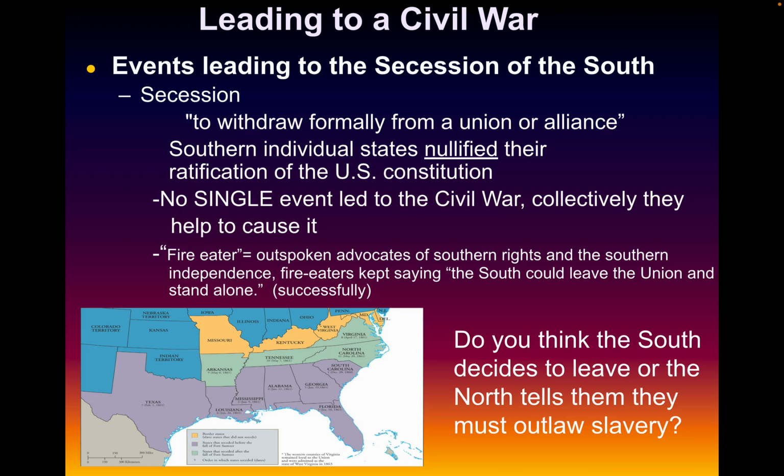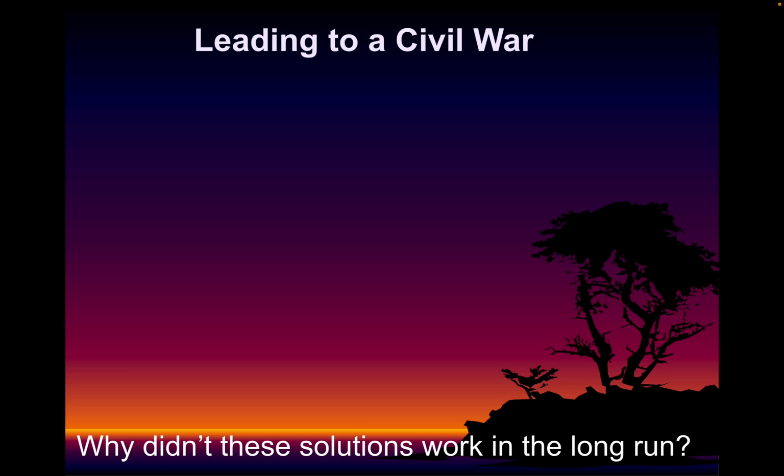Fire eaters kept saying things like the South could leave the United States, could leave the Union, and could stand on their own. And there was a growing thought throughout the Southern states: what do we need the North for? We don't need to be part of this United States. We don't need to be part of the Union. We can go just do our own thing. We're very different in the way we think anyway.